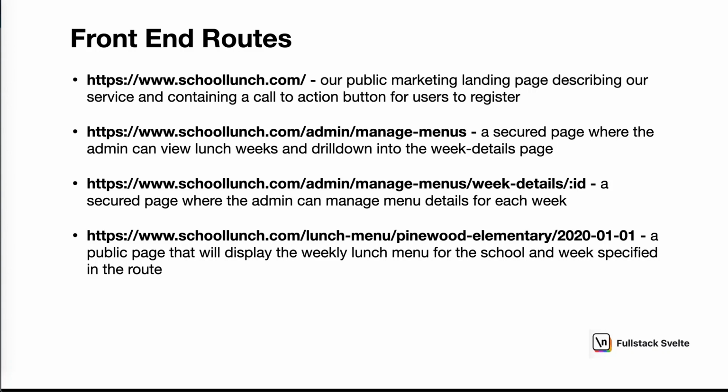So one thing before we start building the application that we can look at are the front-end routes. So we'll have just a few different front-end routes, and each of these will be a page that will let a user accomplish some sort of functionality. So imagine that we own the domain schoollunch.com. So we'll have a base root route that'll be our public marketing landing page, and it'll describe the service and contain a call to action for a registration function.